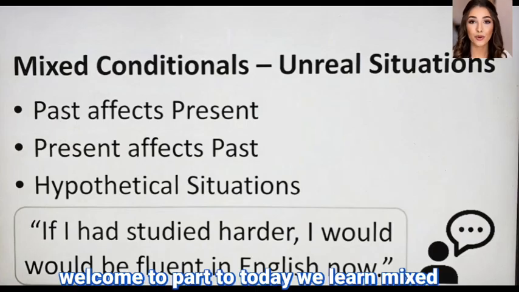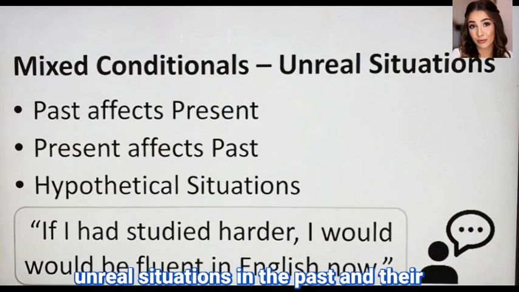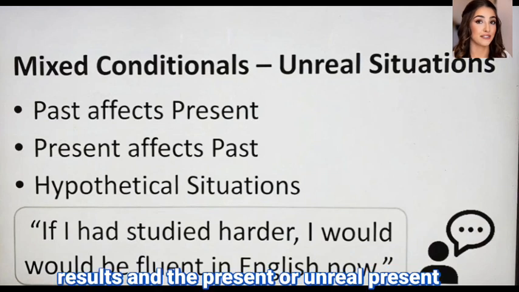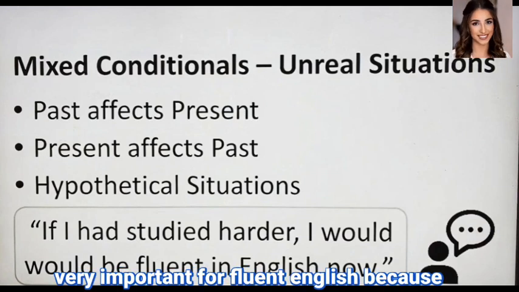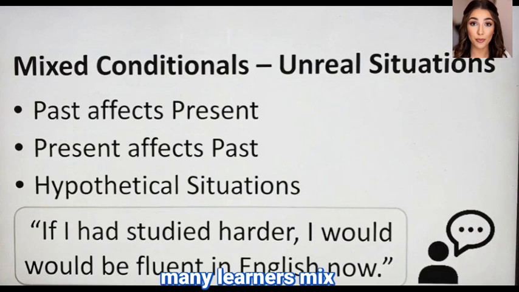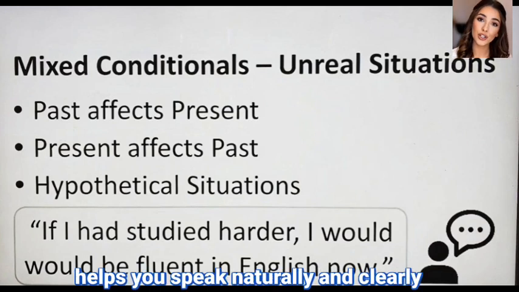Welcome to Part 2. Today, we learn mixed conditionals. These are used to talk about unreal situations in the past and their results in the present, or unreal present situations and results in the past. This is very important for fluent English because many learners mix tenses incorrectly. Understanding this helps you speak naturally and clearly.